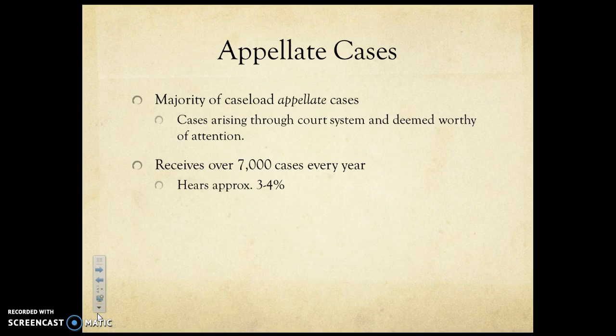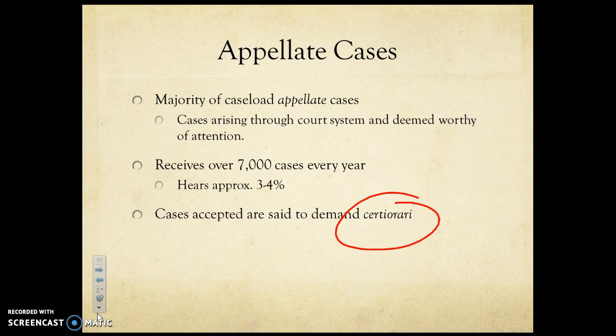So the court hears very, very few cases, but the majority of those are these appellate cases that rise up through the system. And in these particular instances, the court is said to have decided that this particular issue demands certiorari, that is, making sure. In other words, we're not entirely sure what the issue is, but we need to make this certain.